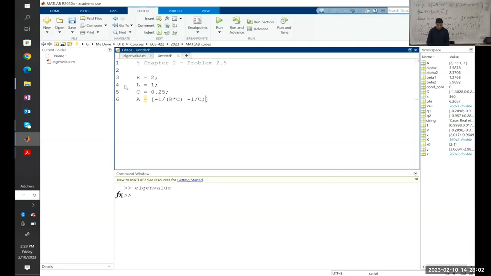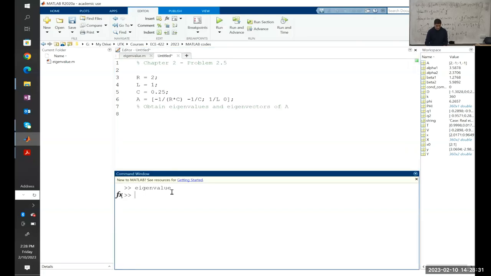-1/C. Second row? -1/L. And the last term is 0, right? So that's the matrix. So now we obtain the eigenvalues and eigenvectors of A. How are we going to do that? With the command EIG.